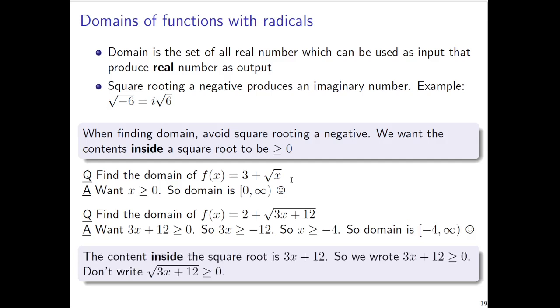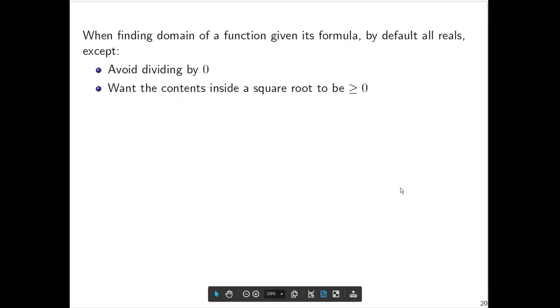One comment here. We want the content inside the square root to be greater than or equal to 0. So that content inside the square root was 3x plus 12. So that's why we wrote 3x plus 12 greater than or equal to 0. You don't want to write root 3x plus 12 is greater than or equal to 0. That is missing the point that it's square rooting a negative, which produces an imaginary number. So it's the stuff that's inside the radical, like this negative 6, that we just wouldn't want to happen. So we don't want 3x plus 12 to accidentally be a negative 6. So that's why, for the stuff inside the radical, just the 3x plus 12 part, we want that to be greater than or equal to 0. So don't write root 3x plus 12 is greater than or equal to 0.